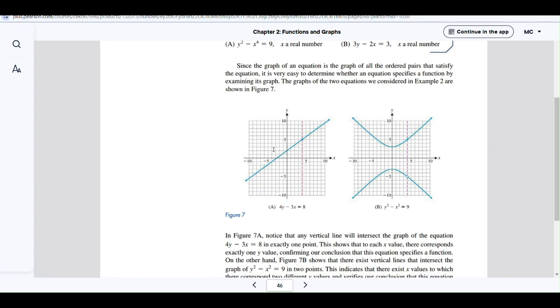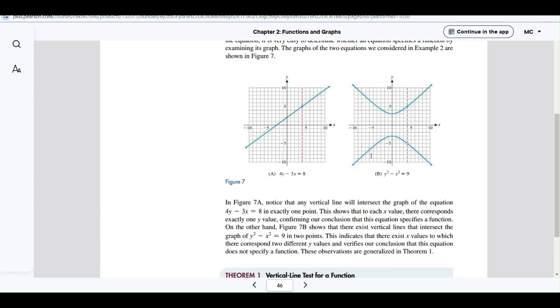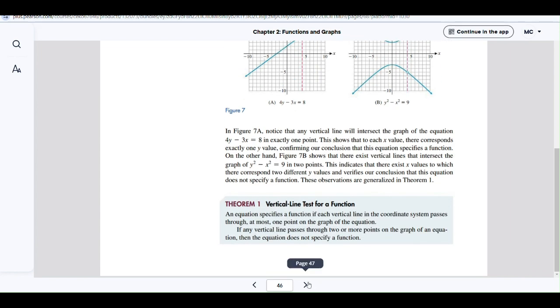This looks like some graphs. The vertical line test for a function, I mentioned that very early. If you can draw a vertical line anywhere on a graph and it intersects at 2 points, it would not be a function. So here, if I'm drawing a vertical line, it touches at 2, so not a function. This one would be a function because there's nowhere that I can draw a vertical line to touch twice.